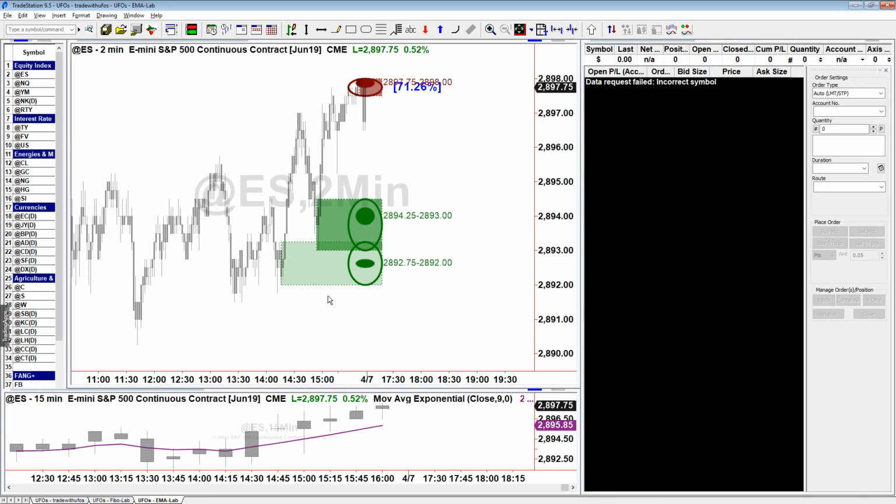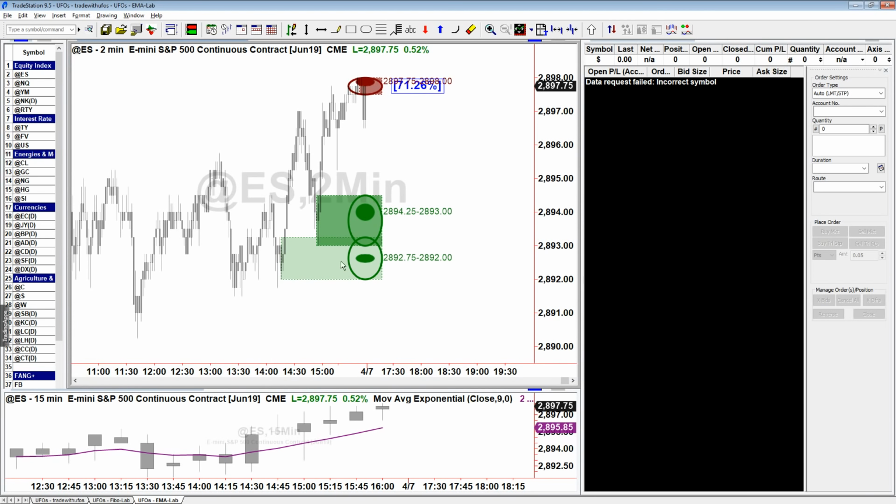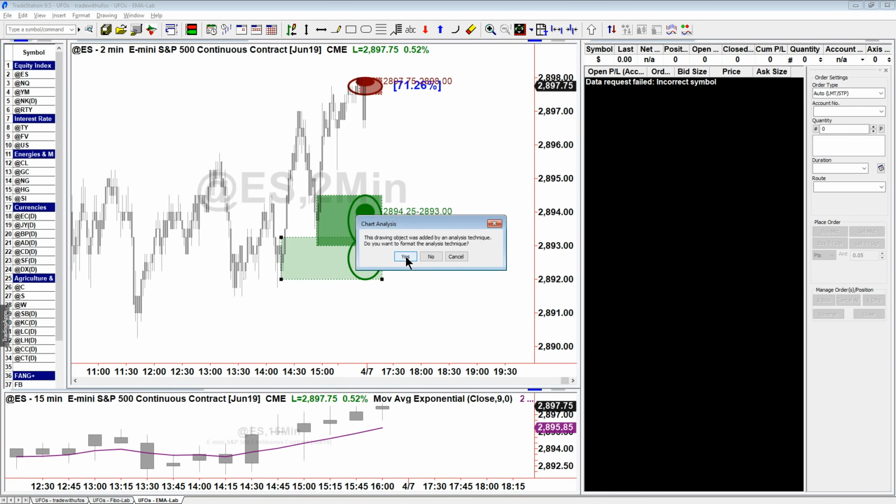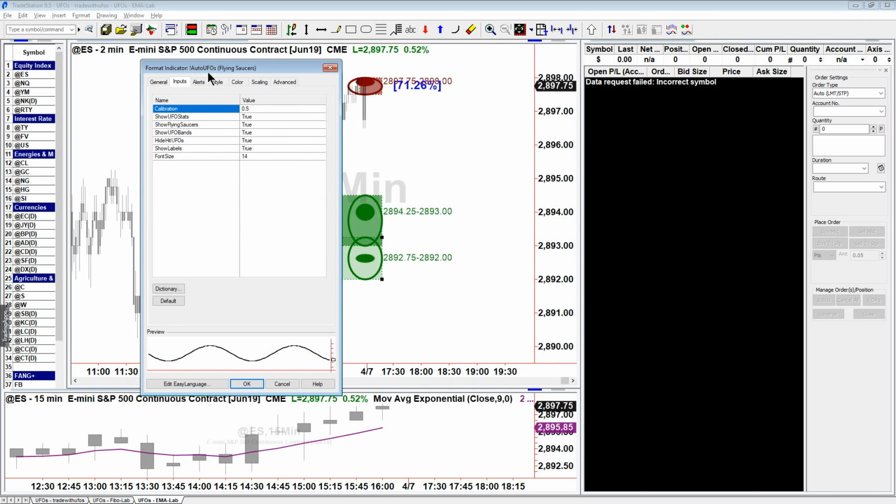So for you to get the probability measurement, just double click on the box, and you click on yes, and then that will bring you to the inputs, and where it says show UFO stats, just make sure you have true. You type true manually, and the moment you click OK, you will have that figure there.